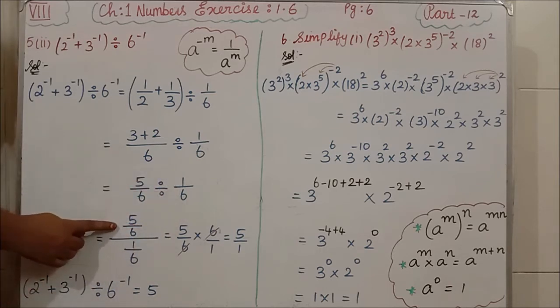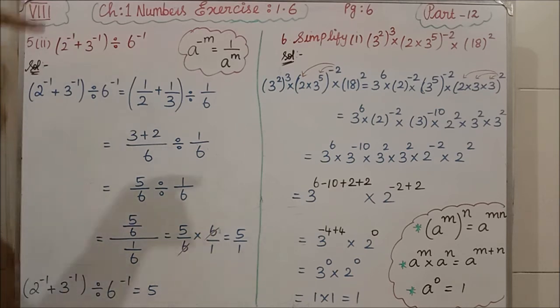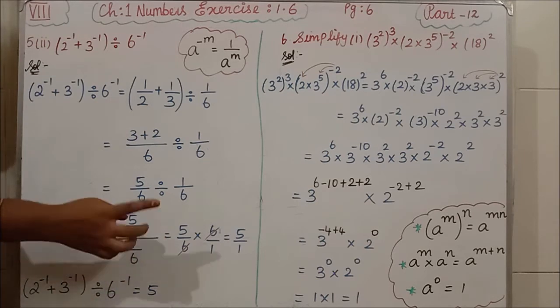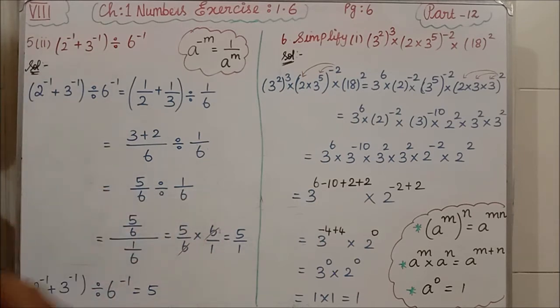See here also the fraction, here also the fraction. So the denominator will become reciprocal. 5 by 6 into 6 by 1. Okay, 6 6 is cancelled, we are getting 5 by 1. In the denominator it is 1. If you write it also okay, if you are not writing it also okay. So 2 power minus 1 plus 3 power minus 1 divided by 6 power minus 1, the answer is what? 5. Clear all of you, the fifth question?